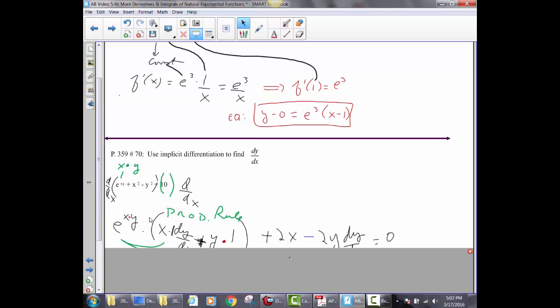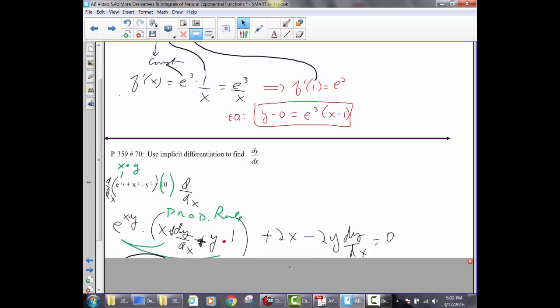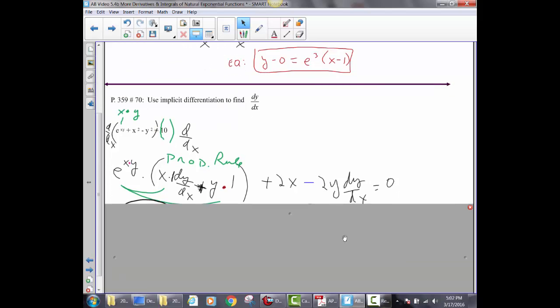Well, the derivative of this thing is a product rule, so I'll need parentheses. So I have the first factor x times the derivative of the second factor, which is 1 dy/dx, plus the second factor, which is y, times the derivative of the first factor, which is 1. And then plus 2x, and then minus 2y dy/dx, because it's implicit, equals 0.